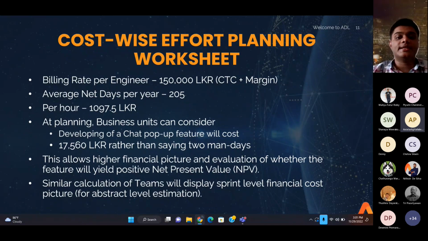So CTC is cost to company. Why CTC is considered is cost to company includes insurance amounts, EPF, ETF percentages which are provided by the company owners. That is the cost to keep the person within the company. It is not the net salary, but the cost to company. Actually, the net salary and the cost to company will have 15, 20 or 25% difference, or even higher. It depends on the benefit. But in the company's perspective, CTC is considered. So that is 150,000 LKR plus a margin.